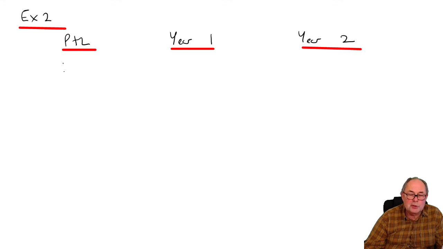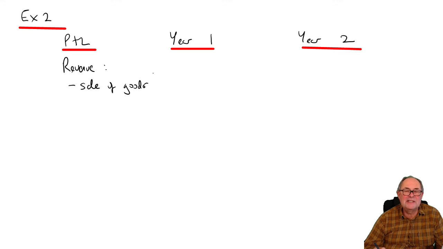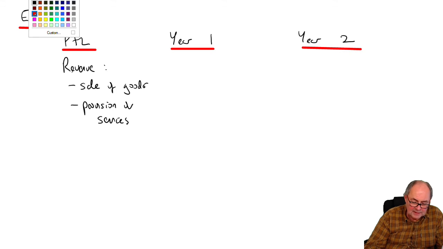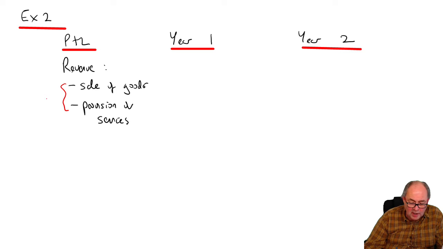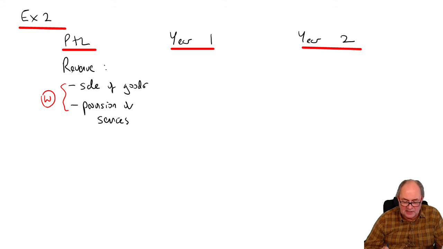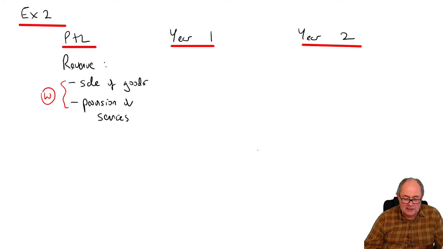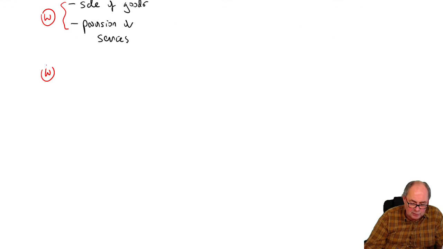Well, there are 2 streams of revenue. There's the sale of goods, which is the home entertainment system, and there's also the provision of services. So I'll need to do a working using the standalone prices. If you're good at maths, you may not need to do a big working, but it's probably easier in case you go wrong for the marker in your exam.